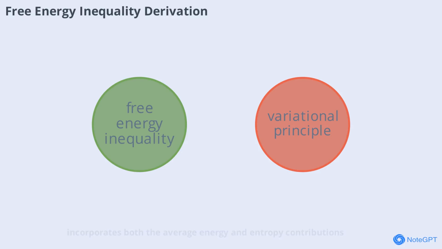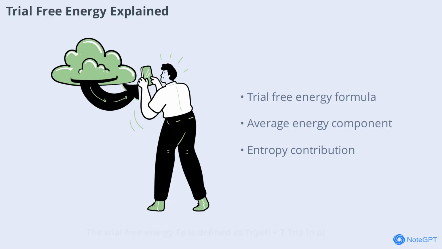The trial free energy, Fρ, incorporates both the average energy and entropy contributions, making it a comprehensive measure. The trial free energy, Fρ, is defined as Tr(ρH) plus T Tr(ρ ln ρ).